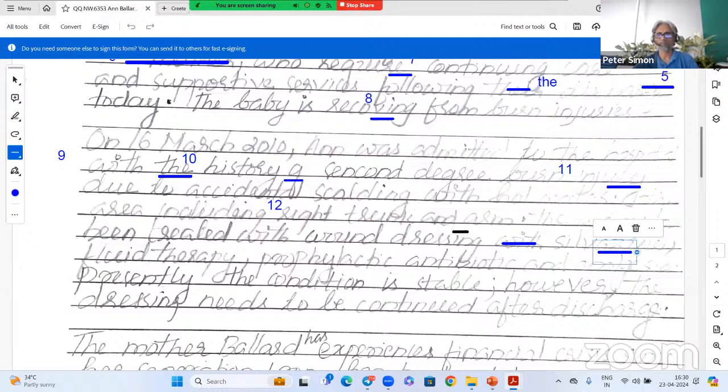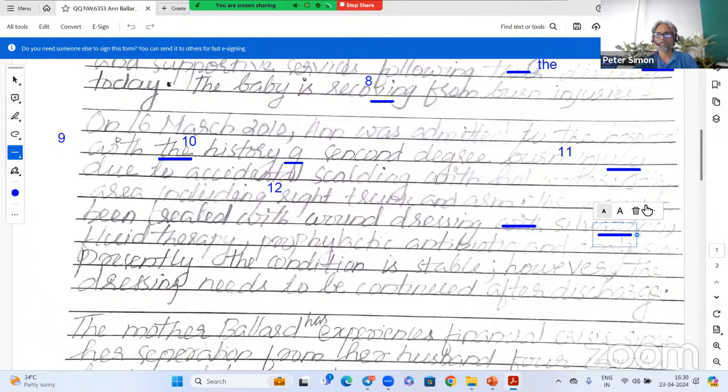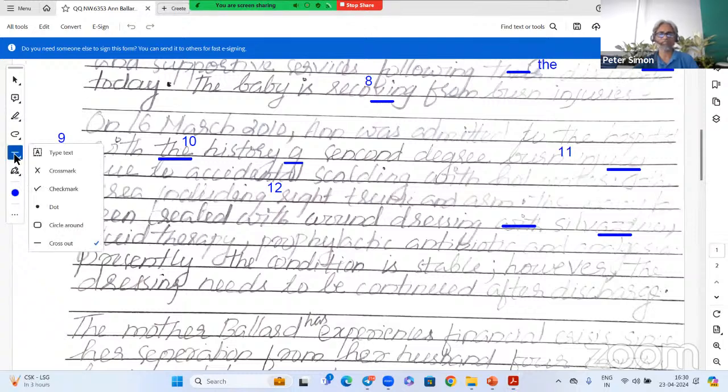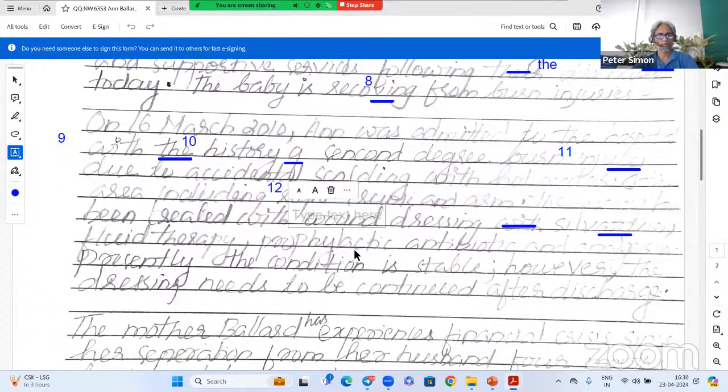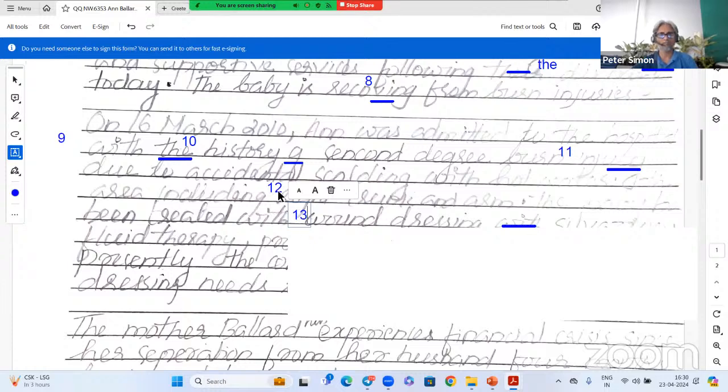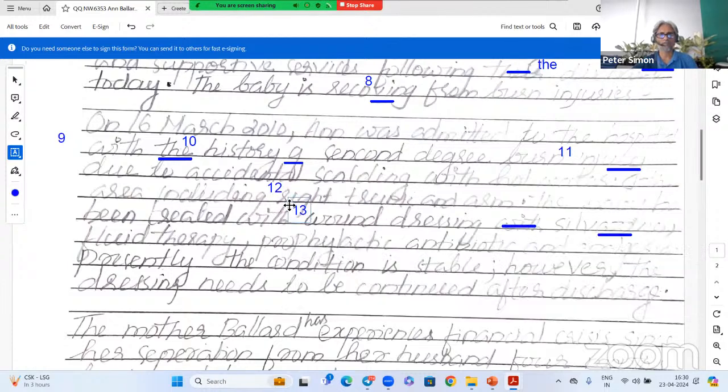The baby has been treated. The baby, you have to write it very clearly. This is the reason why I tell you people to type also. Okay, no problem this time. This is number 13. Silvazine wound dressing, silvazine as capital letter.